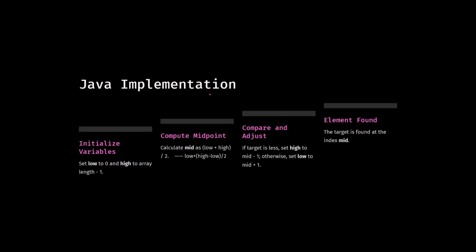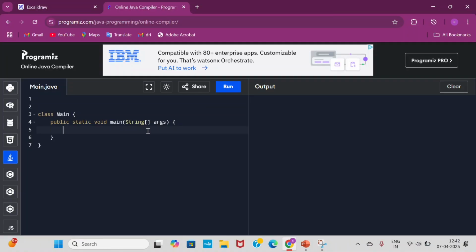Okay, let's write the code. And now let's actually write the code for binary search in Java. Don't worry if it looks complicated at first. Just think of it like a detective narrowing down a list of suspects. Let's define a method.